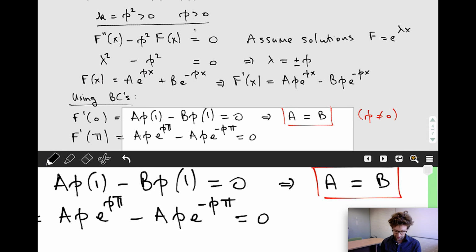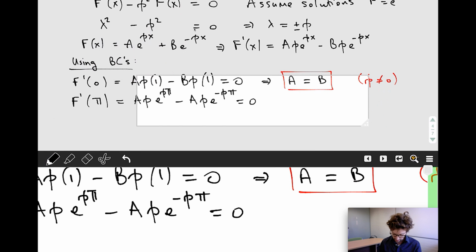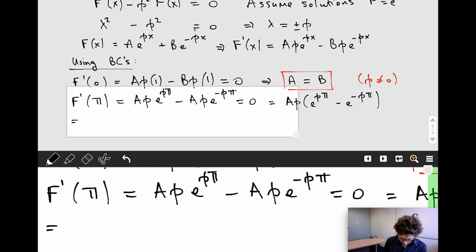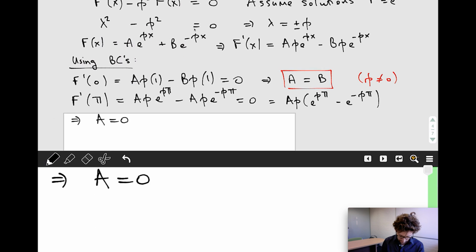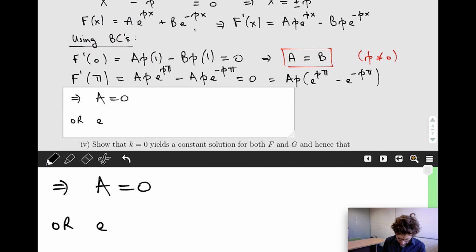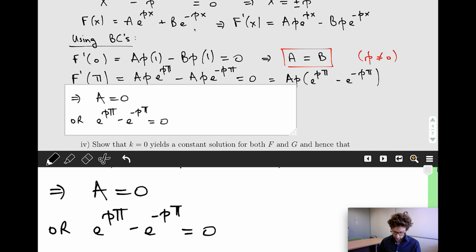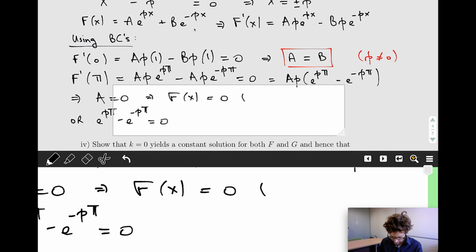So again, p can't be equal to 0, so that gives us two possibilities. Either a is equal to 0 or e to the p times pi minus e to the minus p times pi is equal to 0. Okay, so we found a is equal to 0, but that implies that b is equal to 0, which would give us f of x is equal to 0, which is the trivial solution.